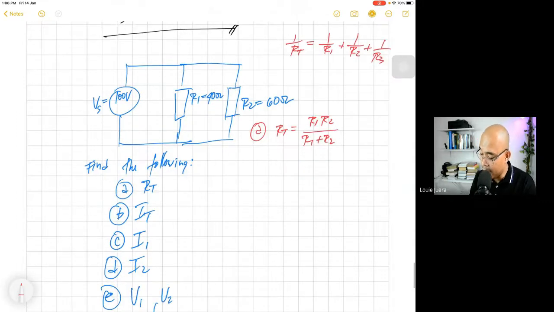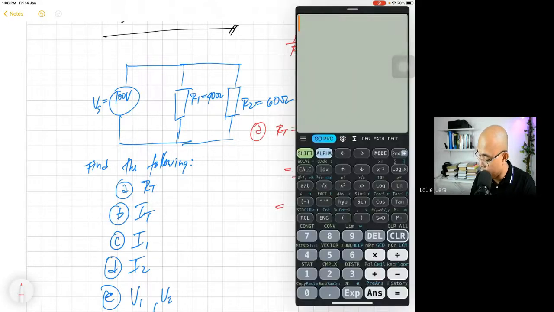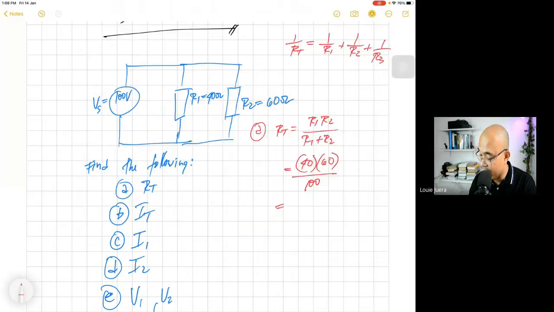Okay, so in this particular case, let's solve this one. The R1 is 40 ohms, the R2 is 60, divided by 40 plus 60, so that is 100. Use your calculator: 40 times 60 equals, divided by 100, 24. So this is equal to 24 ohms. That is our R total.